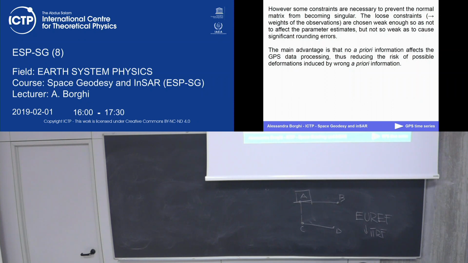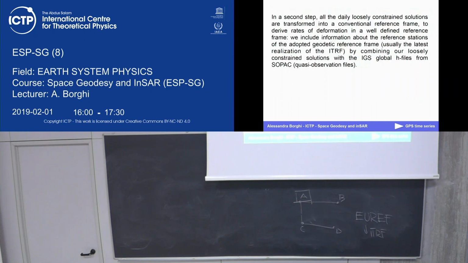Okay, there are some methods to loosely constrain, using this weight of the observation. But it's important that by doing this, they reduce the risk of introducing into your solution some error due to the a priori information that you give. If you have a problem with the orbit, you don't introduce this error in the solution, because you can check by estimating these parameters again. More or less this. And this is during the processing, when we are estimating the baseline.